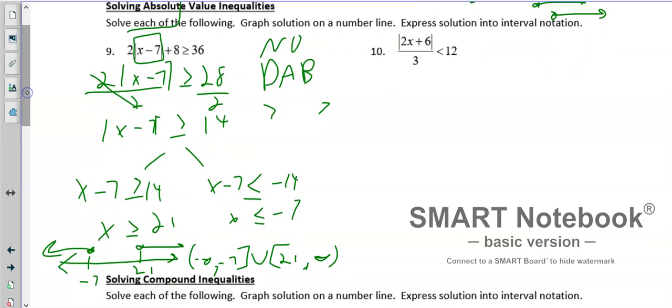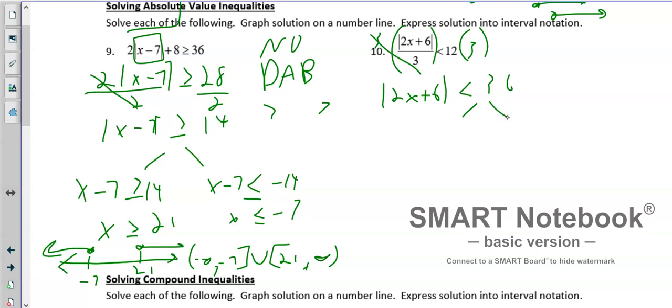All right, number 10, we start off by getting rid of this 3. It's a positive 3, so no flipping. But let's say it was negative 3. If it was, we would change the sign immediately to greater than. Reading left to right. So my absolute value is by itself now, 2x plus 6, less than 36. Now I can break this up. So 2x plus 6 less than 36, 2x plus 6 greater than negative 36.